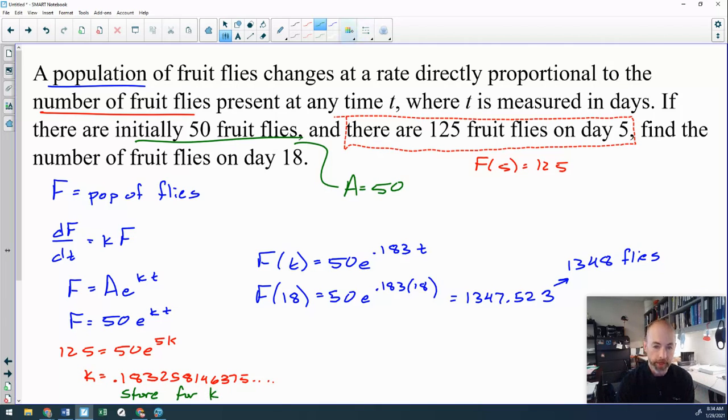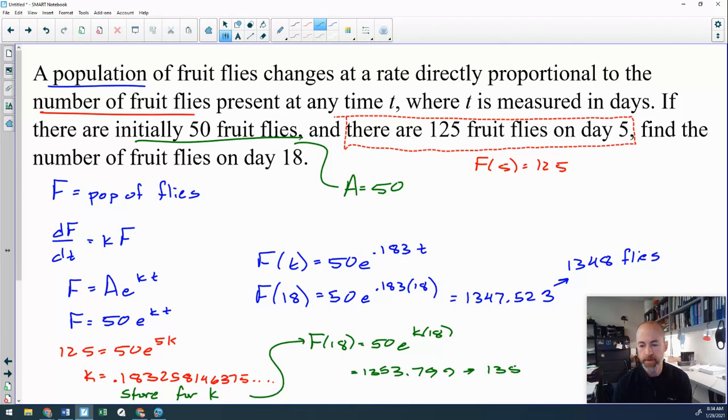But if you store it and you find f of 18, we actually get a different answer. So f of 18 would be 50 e to the k times 18, and I'm using that stored value. And the answer you get when you do that is 1353.799, which you could round up to, not 153, 1353, which would round up to 1354. So quite a big difference.